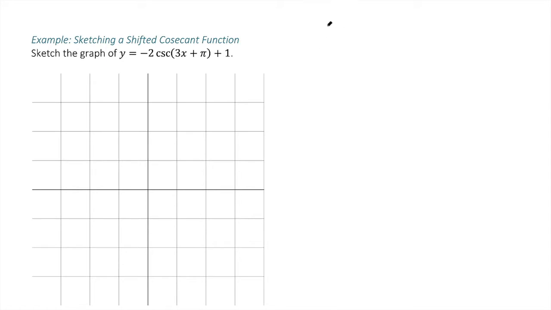So what we're going to do is look at the corresponding, this is cosecant, which is the reciprocal of sine. So the corresponding sine function, -2 sine of 3x plus pi, plus 1. We're going to start by just graphing this function, and then we'll work off of that. So we'll start with our key features.